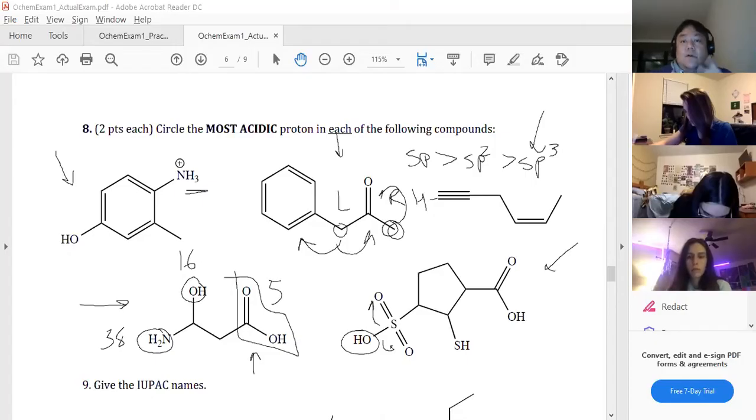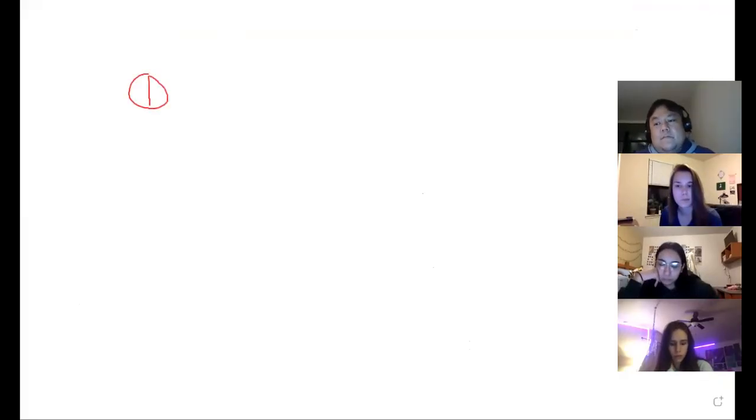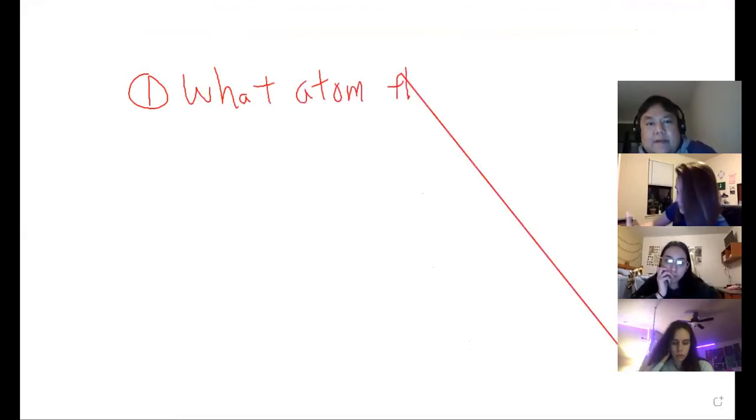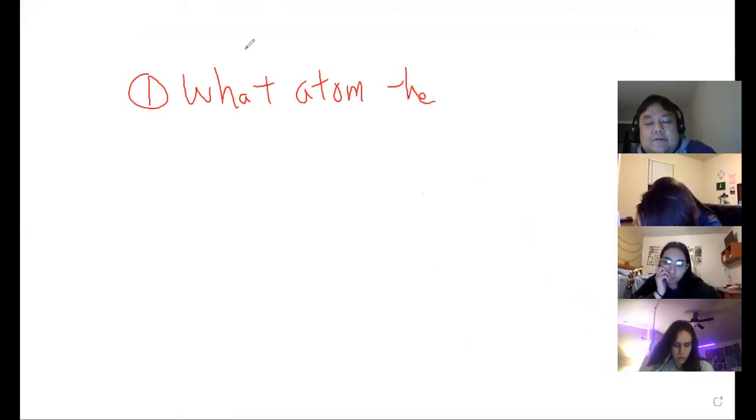All right, so we're going to take a quick interlude into acid-base because this is something I realize you guys don't know. When we think about strengths of acid, what is the first thing you should think about? What atom the proton is attached to? This is your most important thing.